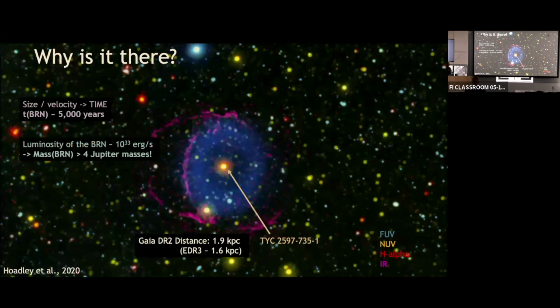We can also measure the luminosity of the Blue Ring Nebula. We can estimate that from our simulated spectrum, and we get about 10 to the 33 ergs per second in luminosity. And we can back out, assuming this is a fairly optically thin nebula, that this might contain somewhere around 4 Jupiter masses of material that's emitting.